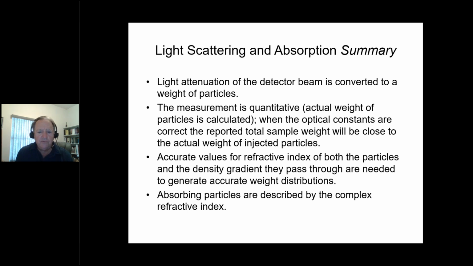Accurate values for both the refractive index of the particles and the gradient they pass through have to be used to get accurate distributions. And we always have to use the K value, or absorption constant, when particles absorb, or once again, we'll get very inaccurate results.